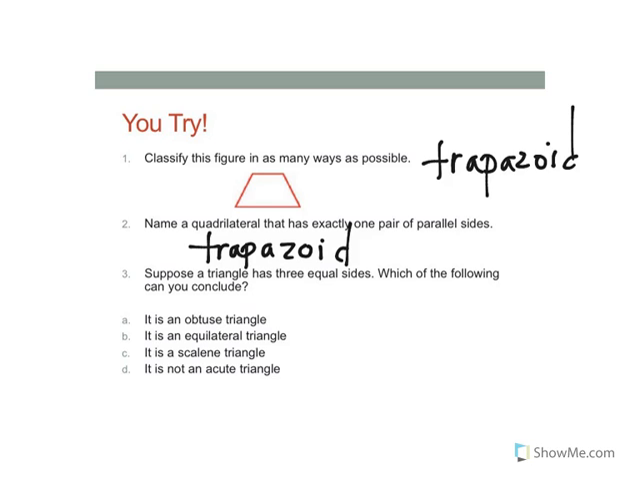Okay? And suppose a triangle has 3 equal sides. Which of the following can you conclude? If all of the sides are equal in measure, it must be an equilateral triangle.